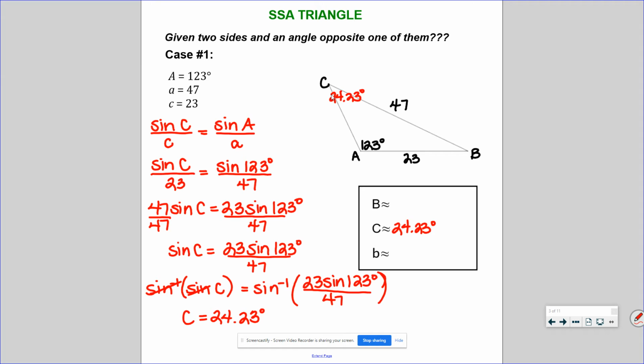Okay, you will continue your work. I would say now it makes the most sense to find angle B. You can do 180 minus 123 minus 24.23, and that will give you your missing angle measurement down here. That is going to be 32.77.